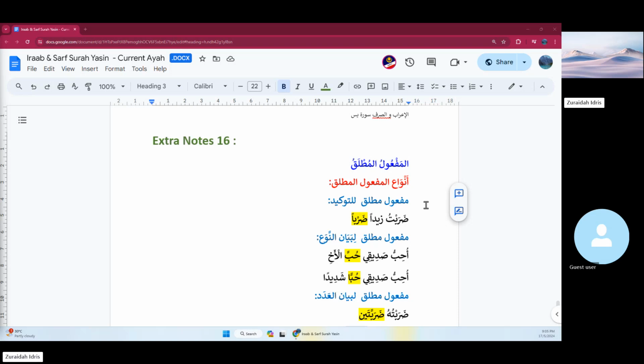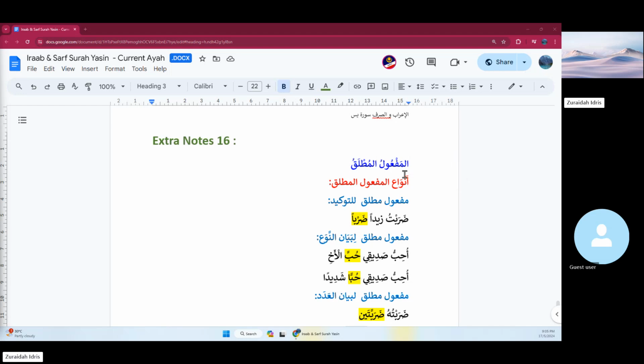Yes, subhan. Now subhan is actually a maf'ul mutlaq. So what do we mean by maf'ul mutlaq? In terms of grammar, in terms of sarf, maf'ul mutlaq is actually the masdar of the fi'il. It's usually the masdar.